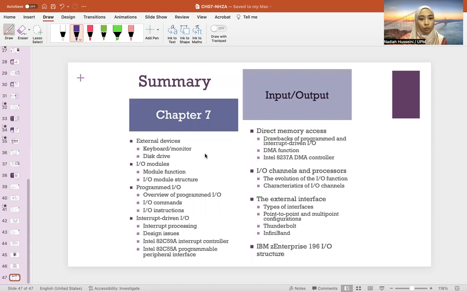So for the ones that I glossed over, what you need to do is find examples of peripheral connection technology. You had the InfiniBand, the Thunderbolt. If you can find other examples from your own reading, that's great too. Okay, so that is it for chapter 7.